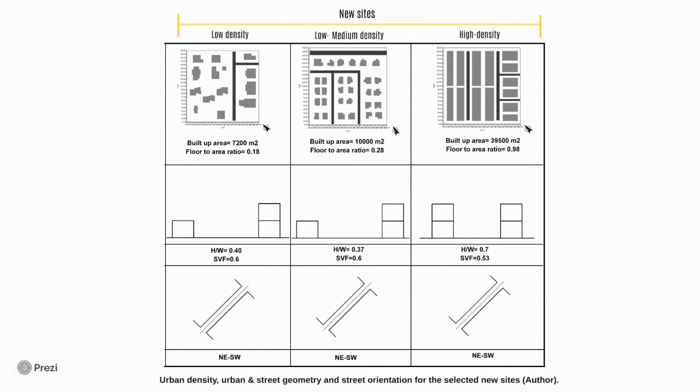The height to width ratio and the sky view factor were calculated and showed that the high density area recorded the highest height to width ratio and the lowest sky view factor. The street orientation was analyzed for each site as well.